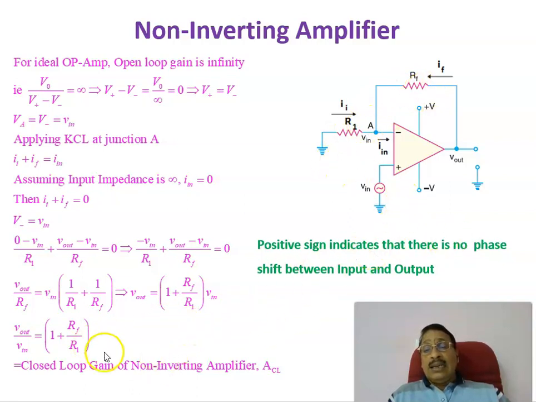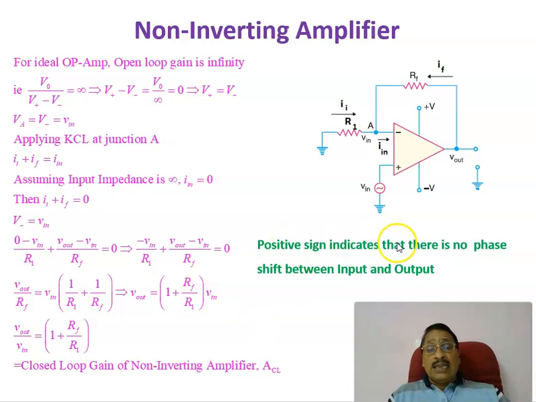And there is no phase shift here. That is why it is positive. The output voltage is 1 plus RF divided by R1 into the input voltage. Whatever voltage is applied here, multiplied by 1 plus RF divided by R1, is the output voltage. That is called the closed loop gain of a non-inverting amplifier. It is given by 1 plus RF divided by R1, where RF is the feedback resistance and R1 is the resistance connected to the ground from the inverting terminal. This point, this is the R1.